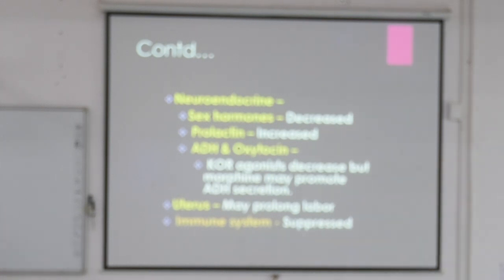ADH and oxytocin: kappa receptor agonists decrease ADH, but morphine may promote ADH secretion. As I told you, there are some drugs which can decrease ADH secretion, but morphine is a powerful stimulus for ADH secretion. Oxytocin may also be increased by some drugs, but morphine can reduce oxytocin, and thereby it can prolong the labor. So the effect of morphine on the uterus is that it may prolong the labor. And lastly, the immune system. There might be suppression of immunity if the drug is continued for a long time, mainly seen in addicted persons.